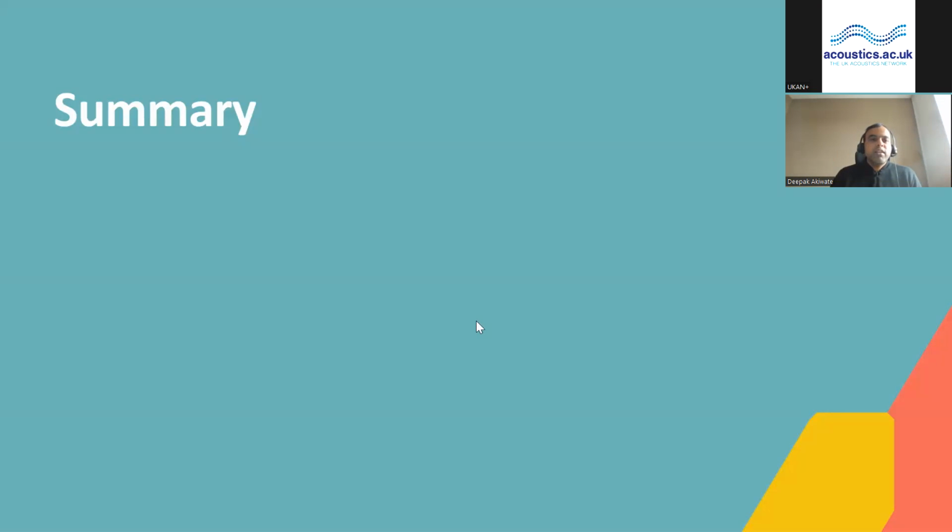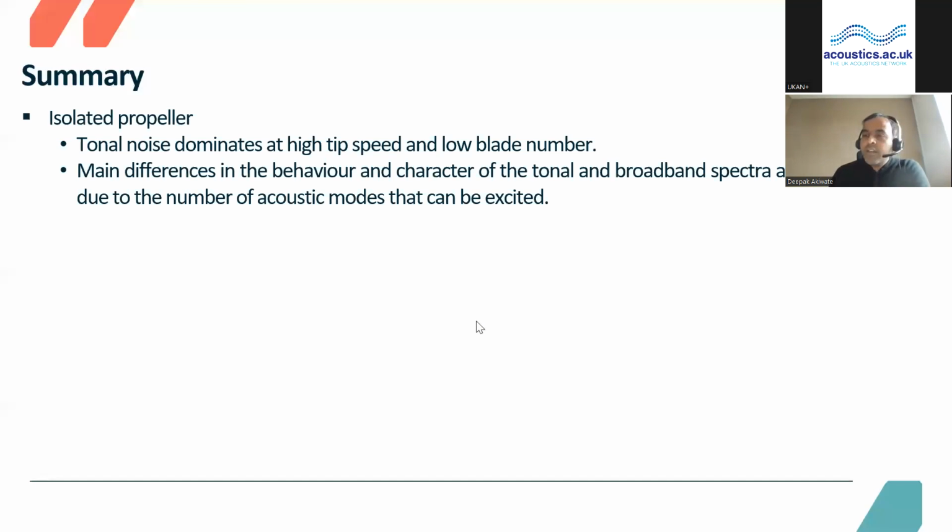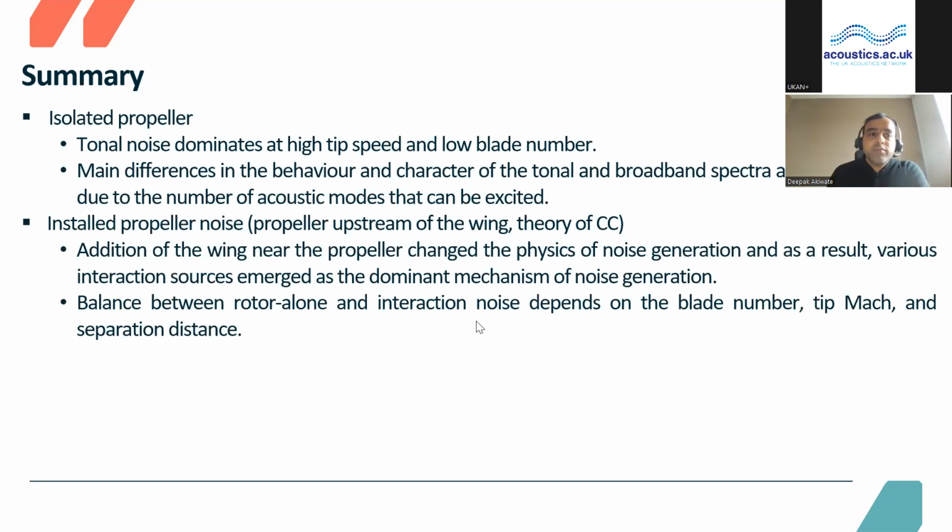So in summary, if you look at the isolated propeller, we have seen that tonal noise dominates at high speed and low blade numbers, and broadband noise dominates at high blade numbers and low tip speeds. And the main difference in the behavior and character of the tonal and broadband spectra and the directivities is due to the number of acoustic modes that can be excited.